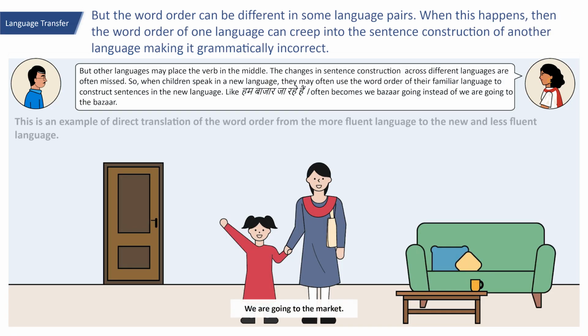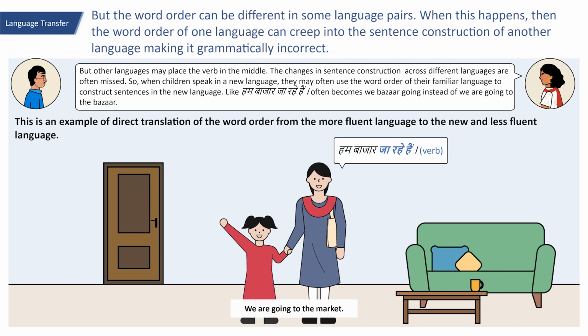But other languages may place the verb in the middle. The changes in sentence construction across different languages are often missed. So, when children speak in a new language, they may often use the word order of their familiar language to construct sentences in the new language. Like, हम बाजार जा रहे हैं often becomes we bazaar going instead of we are going to the bazaar.